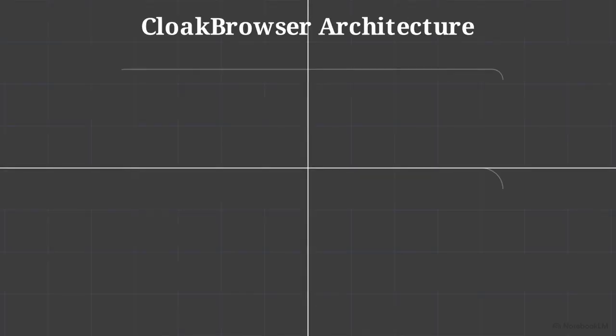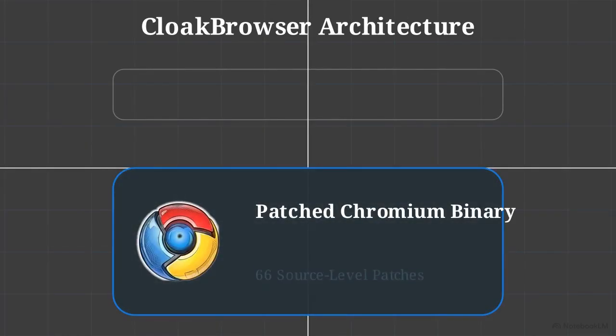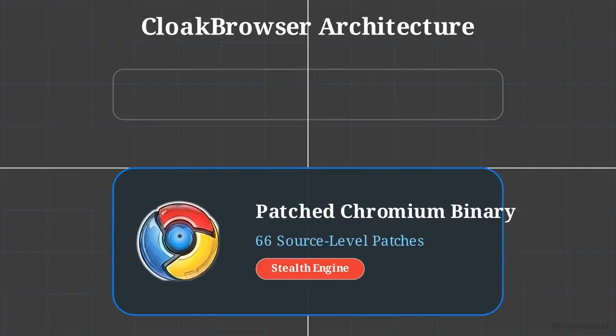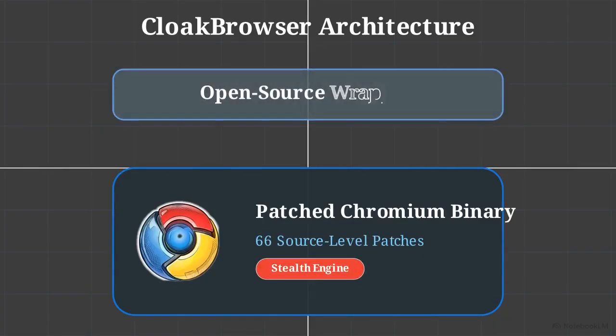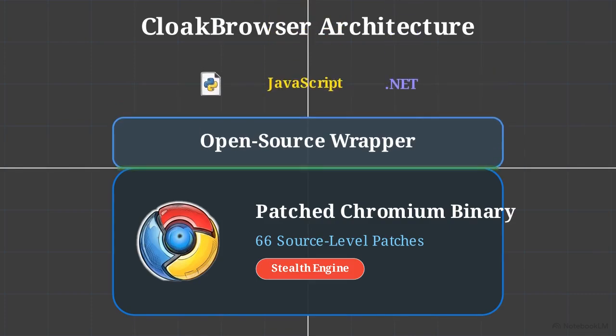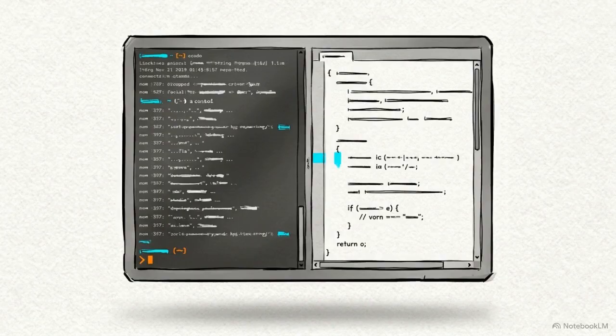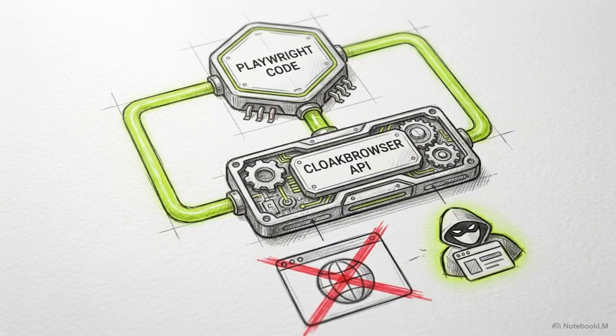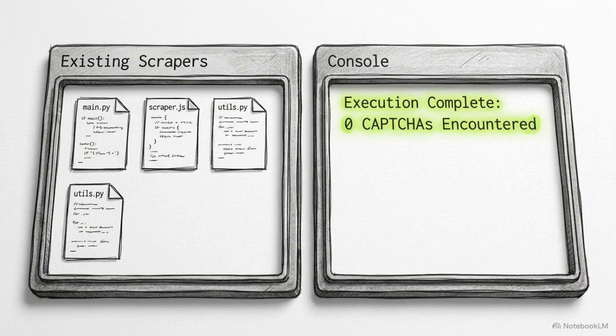CloakBrowser operates as a system with 2 separate layers. The foundation is a heavily patched custom Chromium binary that handles the actual stealth evasion. Sitting on top is an open-source wrapper designed for Python, JavaScript, or .NET. To follow along, go ahead and open a fresh terminal window alongside your preferred code editor. Because the wrapper layer accepts standard Playwright commands, you can swap out the underlying browser engine without rewriting your entire codebase. That preserves your existing development work while upgrading your evasion capabilities.